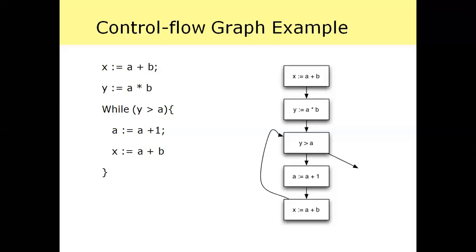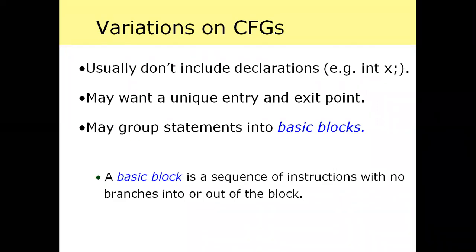And what are the variations of control flow graphs? Usually we don't include the declarations, for example int x; these types of declarations are not included in control flow graphs. CFG here is not a context-free grammar; here it means control flow graph. These may want a unique entry and exit point. What it means is that in flow graph representations we compulsorily need two nodes: the entry node and the exit node. In between, we show how the control flows from block to block.